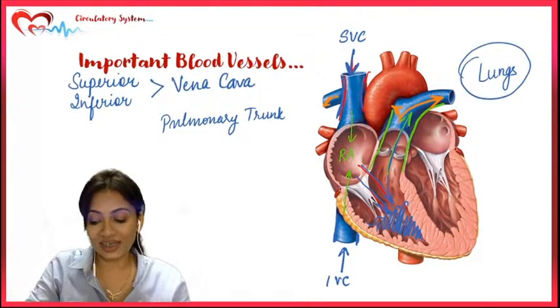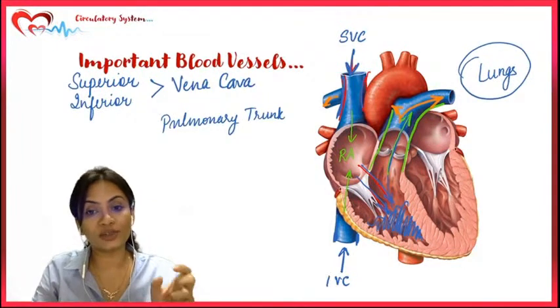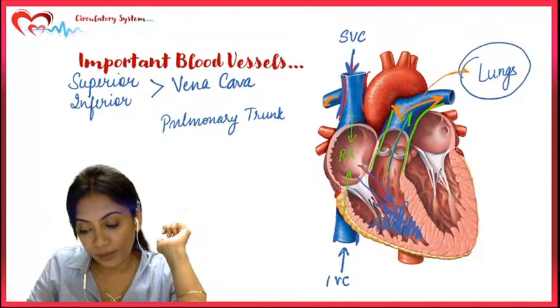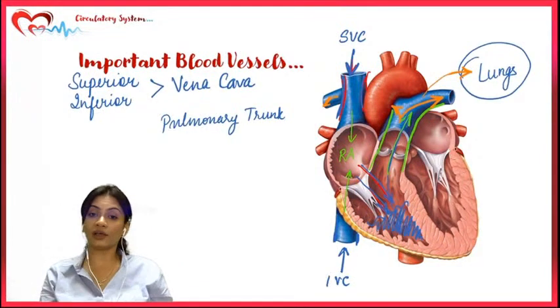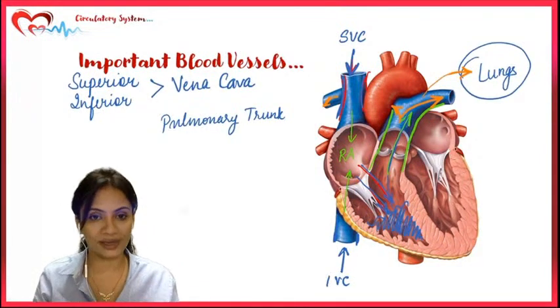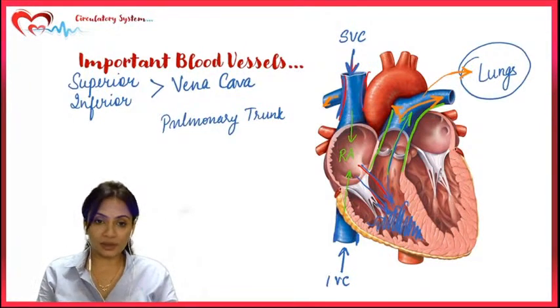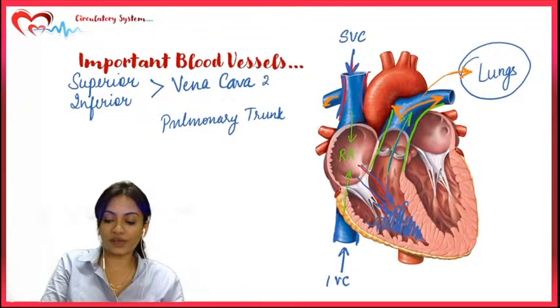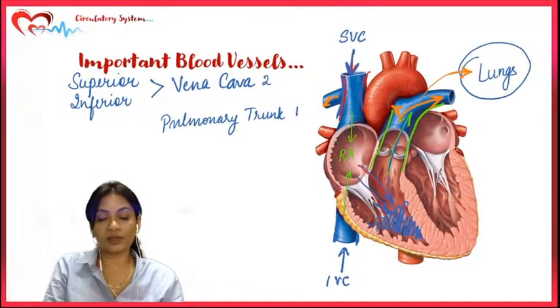Okay, so basically the pulmonary trunk is going to be dividing into pulmonary arteries, and where are they going to be taking all that blood? To the lungs. For what? For oxygenation. Okay, now after this pulmonary trunk, we're done with two important vessels: two vena cavas and one pulmonary trunk.